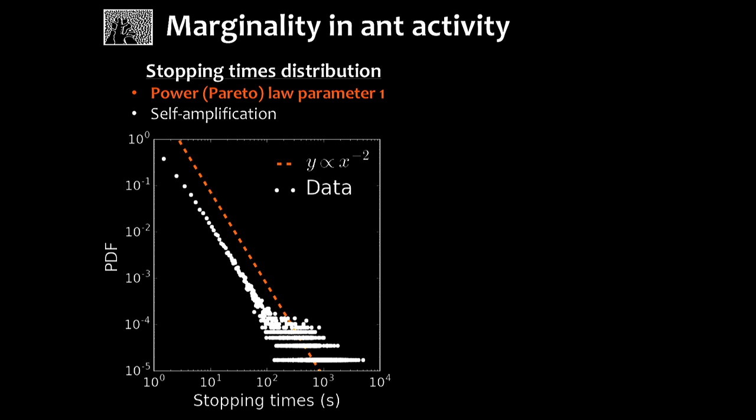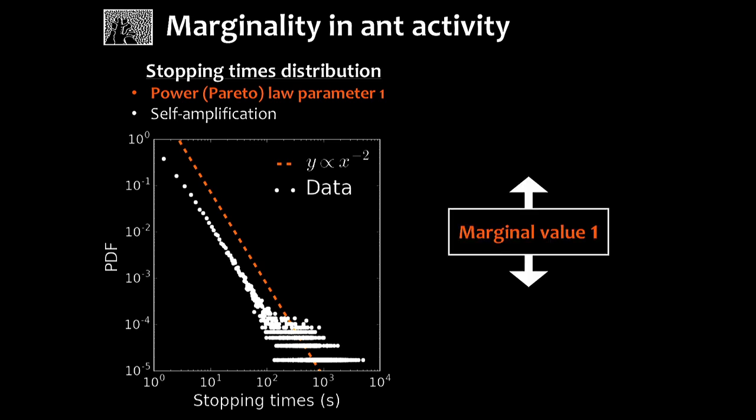So just for the intuition, power law means that the more the ant stops, the less likely it will walk again. So there is a self-amplification in the stop process. There are a lot of really interesting features in power law for the ant, but today I will stress the marginality of the value 1.